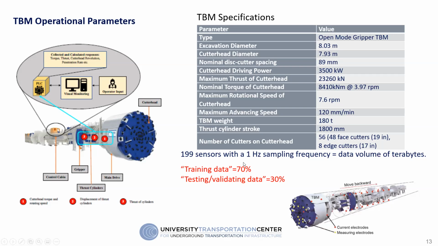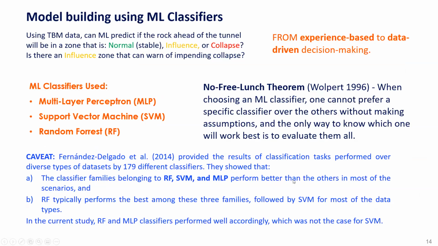In our machine learning, we used 70% of the data for training and 30% of the data for testing and validation. Okay, how do we build the classifiers? First of all, what is the problem? What is the objective?